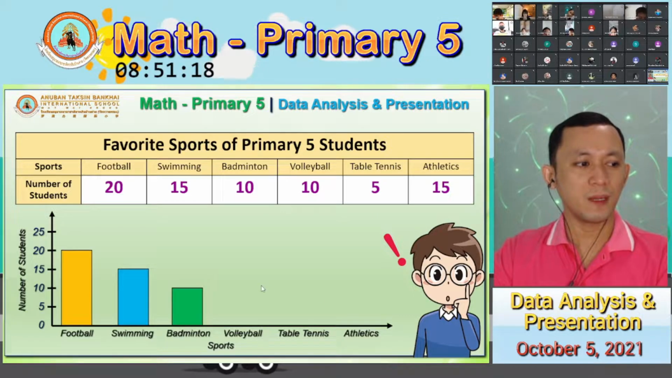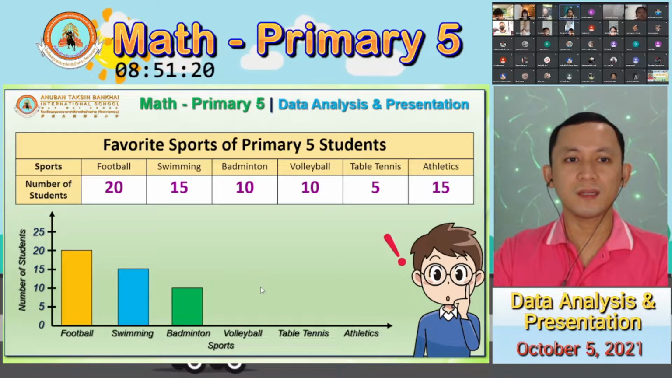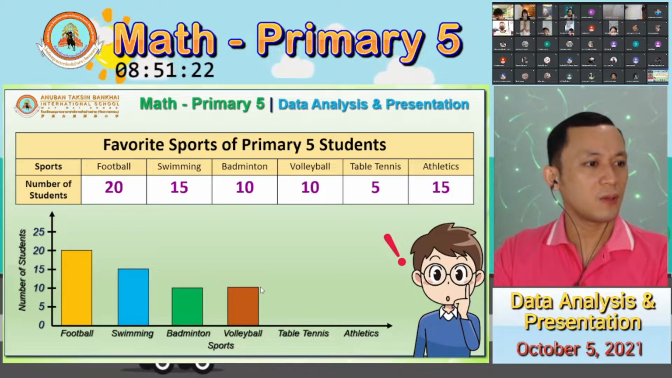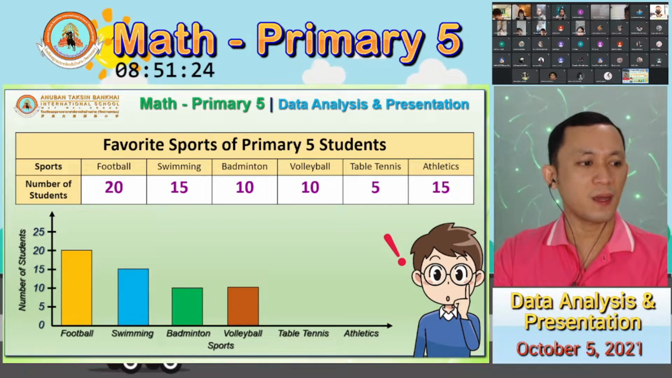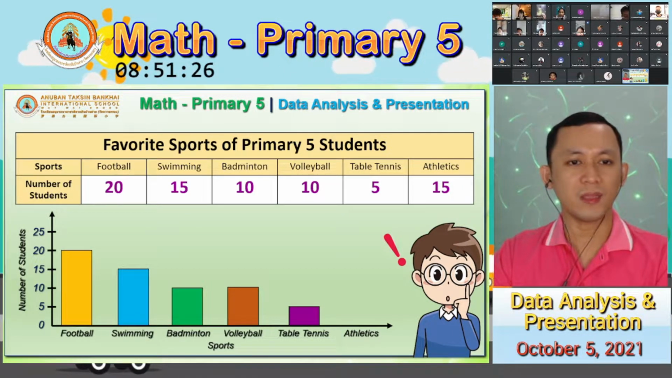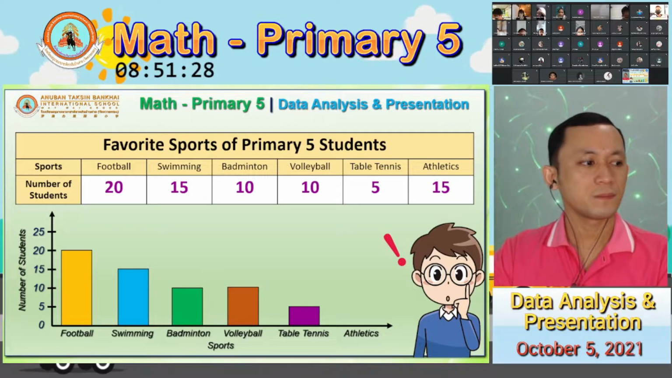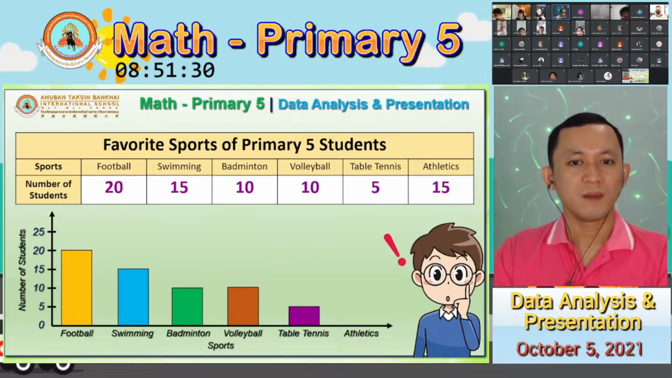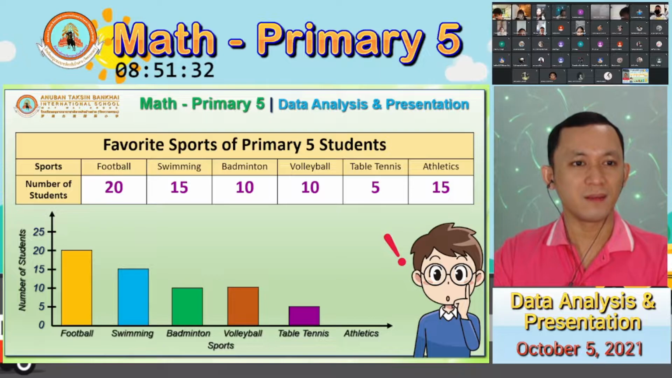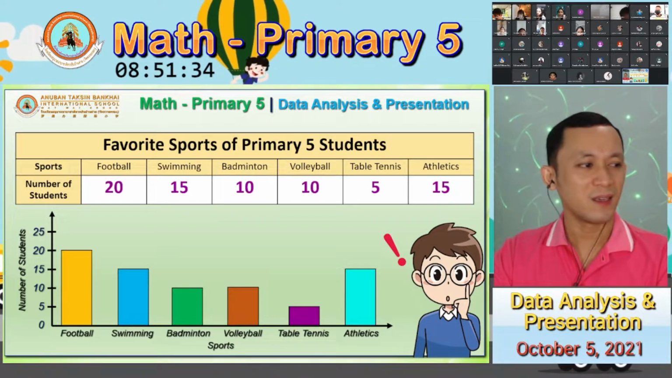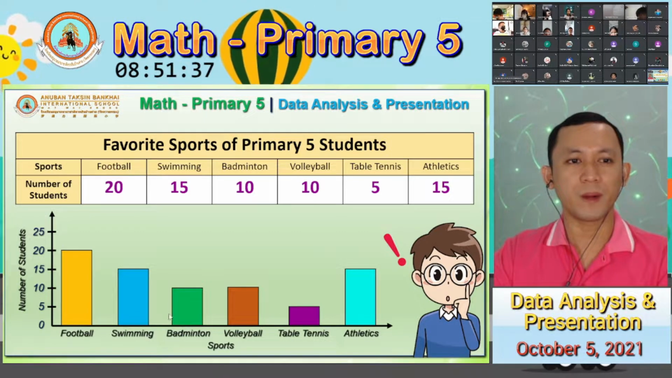Volleyball, again, how many students? We have 10. Table tennis, we only have 5. And athletics, how many? 15. Many students like to run. Right? So now we have our bar graph.